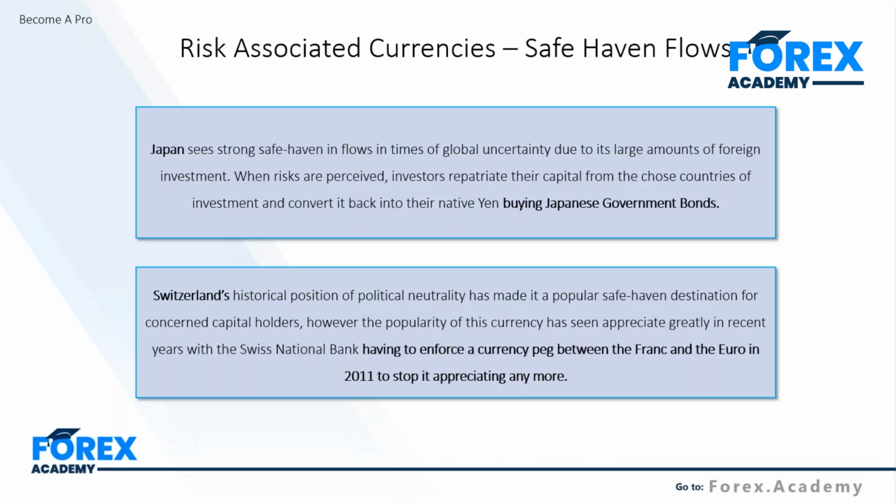So we mentioned Japan there. Japan sees strong safe haven inflows in times of global uncertainty due to its large amount of foreign investment. When risks are perceived, investors repatriate their capital from those chosen countries of an investment and convert it back into their native yen, buying Japanese government bonds.